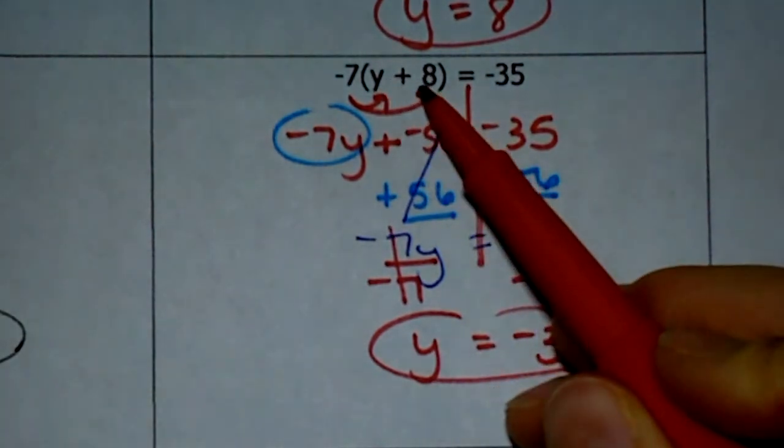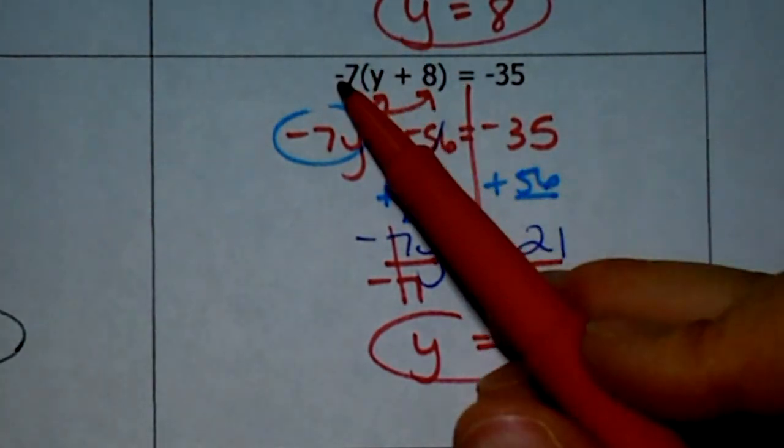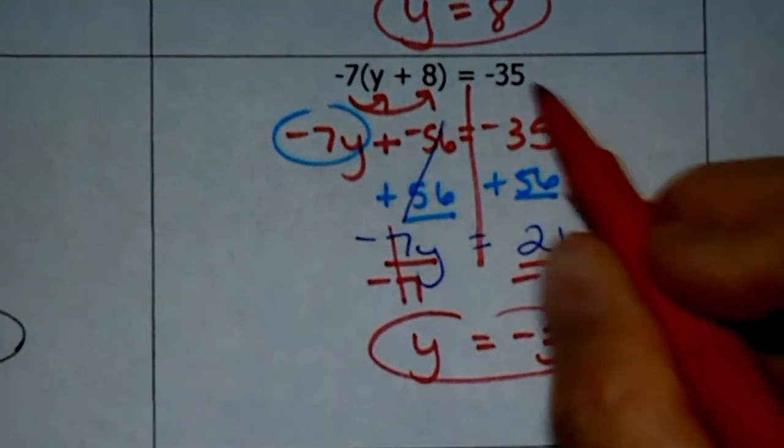Negative 3 plus 8 would be 5. And 5 times negative 7 is negative 35. So we know that we're right.